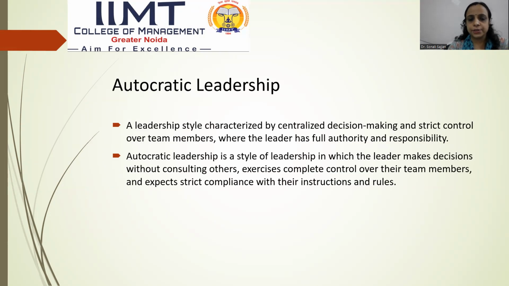First is autocratic leadership. A leadership style characterized by centralized decision making and strict control over team members, where the leader has full authority and responsibility. Autocratic leadership is a style of leadership in which the leader makes decisions without consulting others, exercises complete control over their team members, and expects strict compliance with their instructions and rules. In this leadership, we can see the power is all in the center, meaning the central authority has the power to take the decision and give the work to complete within a time.